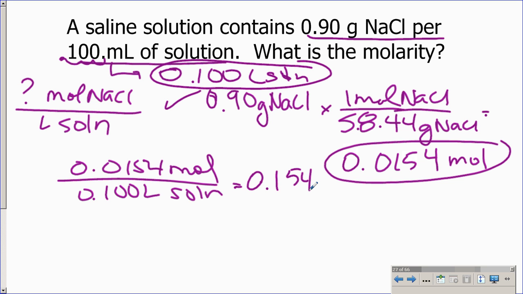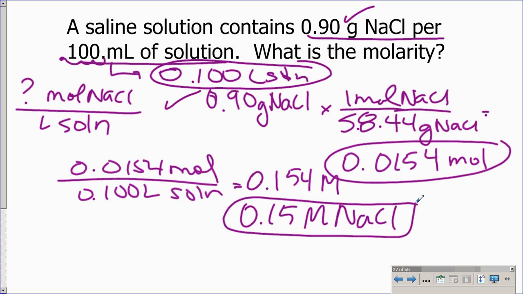So that is 0.154. How many sig figs should I have? 2. Good, because you've got 2 sig figs here. So this needs to be rounded to what? 0.15 molar NaCl. Because you always identify what it is if you can. And we can here, it's sodium chloride. Thumbs up when you get to move on.